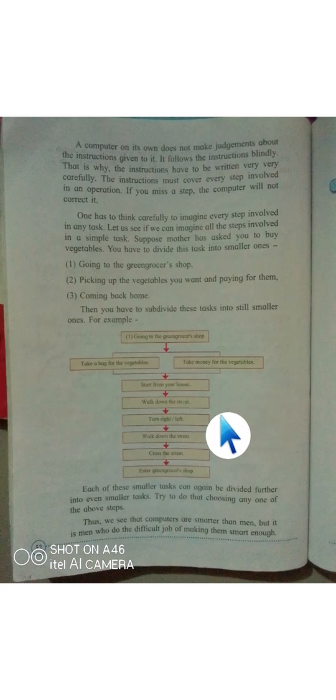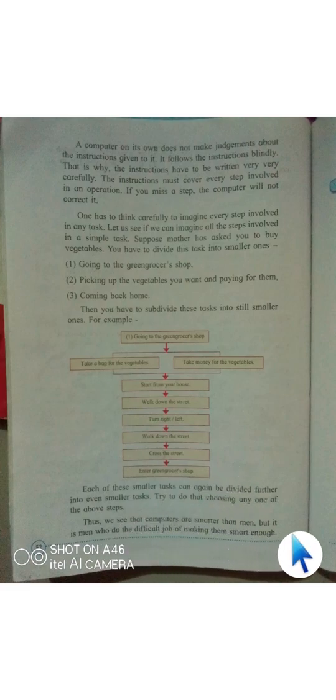Then if the green grocery shop is not going to be open on a particular day in a week, we can also write that generally we go to this shop, but on this day this shop is not open, so we will go to another shop.